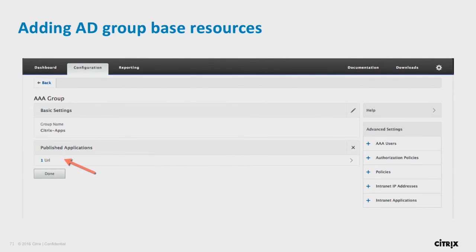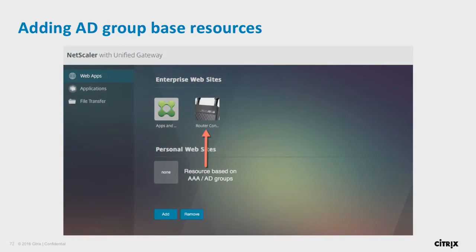You would then click on create, and now you can see that they have a new URL. You click on done, and that's it. When the user logs in, they will see a new icon that belongs to that specific group.